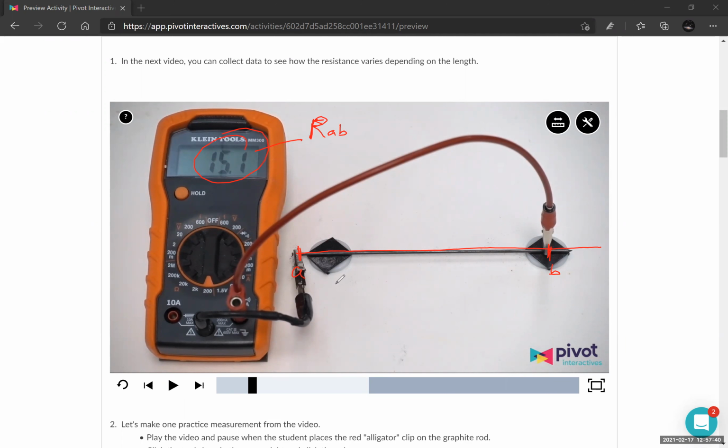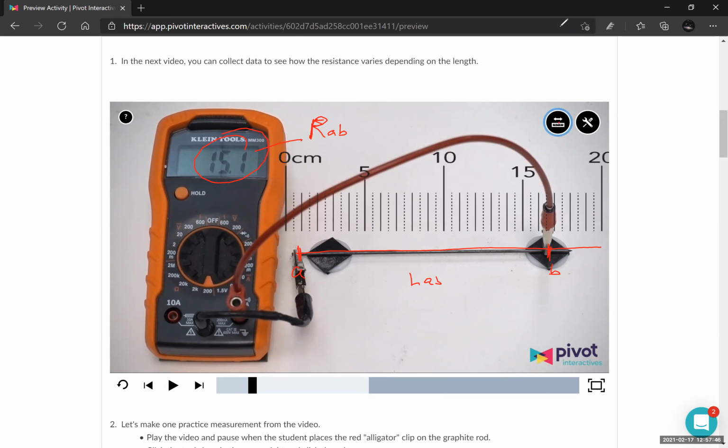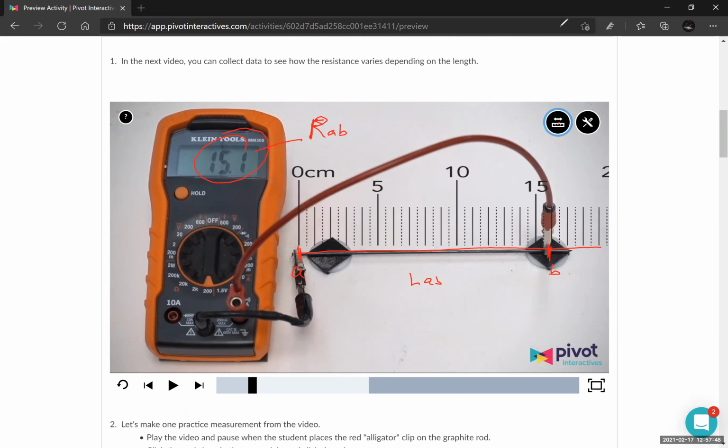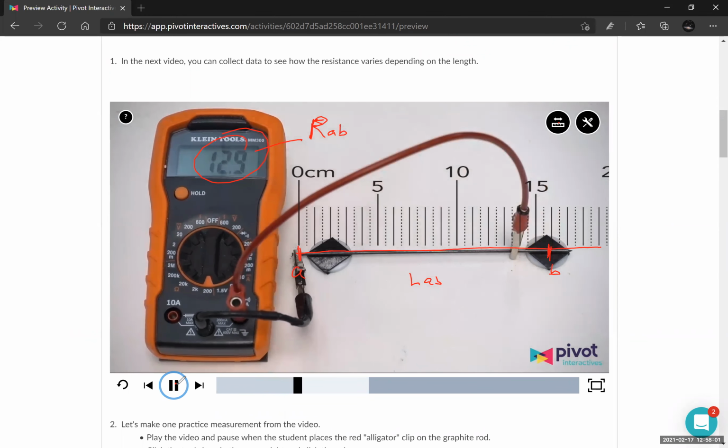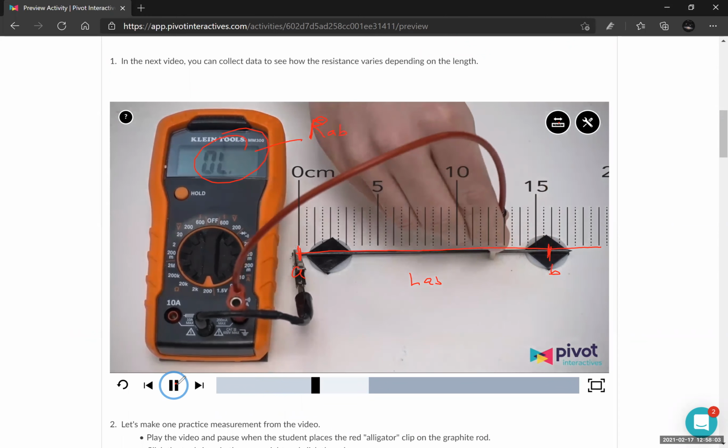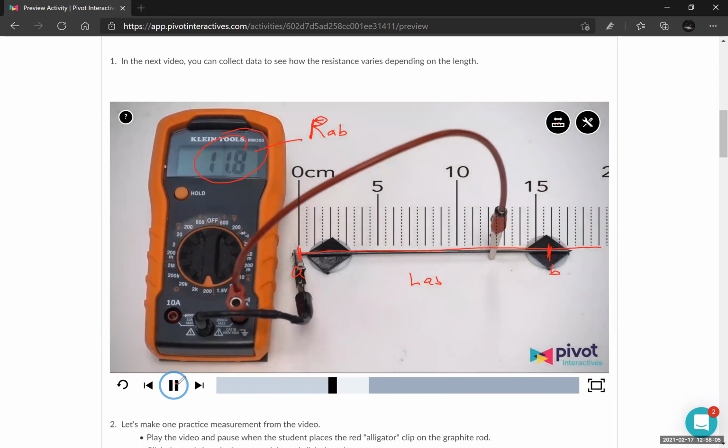And then this is the length AB right now. So you can use this ruler, place it like that, and measure the length of AB. Then after that, you're going to watch the video where we remove that and place it somewhere else. This is then point C. And then this is point D, and so on and so forth.